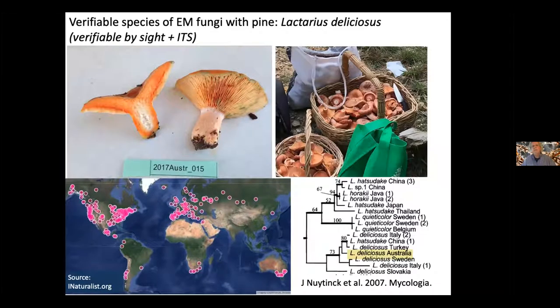Other species, such as shown here, Lactarius deliciosus, again has a rather broad distribution across the southern hemisphere, also with pines. You can see it's in South America, Africa, as well as Australia. And we know that it's a specific lineage linked to its European origin.